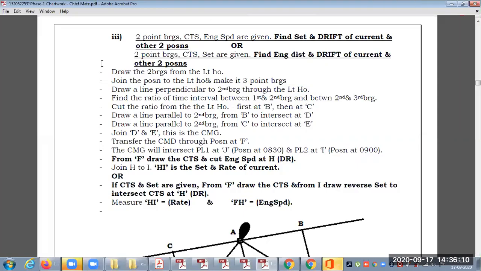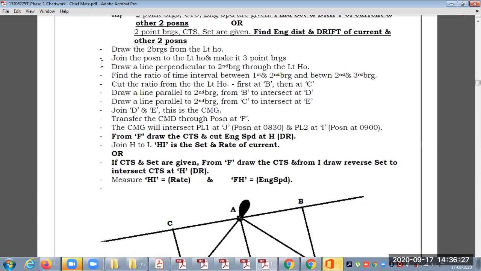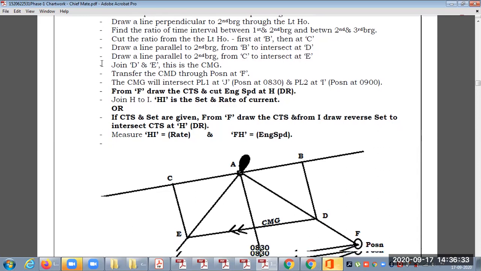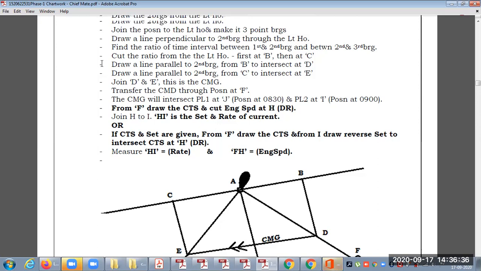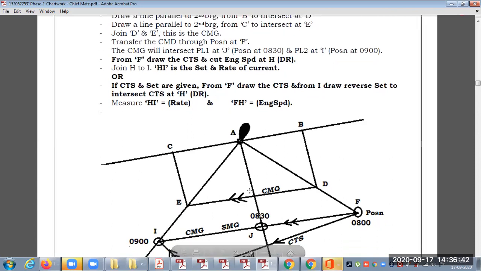Now we have case number 2 where only two bearings are given and we have one position, course to steer, and engine speed given. We have to find the set and drift of the current. So let's see, we will draw the first two bearings and we will have the position. So we will join the lighthouse from the position. So we have the first two bearings here, 0830 bearing and 0900 bearing, the second two bearings, and initial position we have 0800. From the position we join the lighthouse and we get the three bearings.